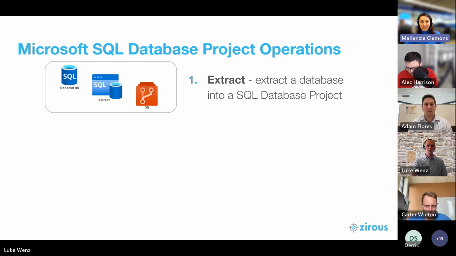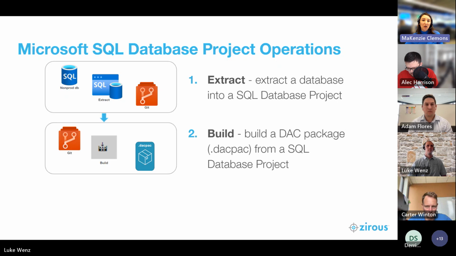Then moving on to the next step, we have the build. So the SQL package build is what is running within the build pipeline, and it's what's building a DAC package from a SQL database project. So we have all of those files that are version controlled in Git, running the build pipeline, and this build command within the build pipeline is what generates the DACPAC artifact.